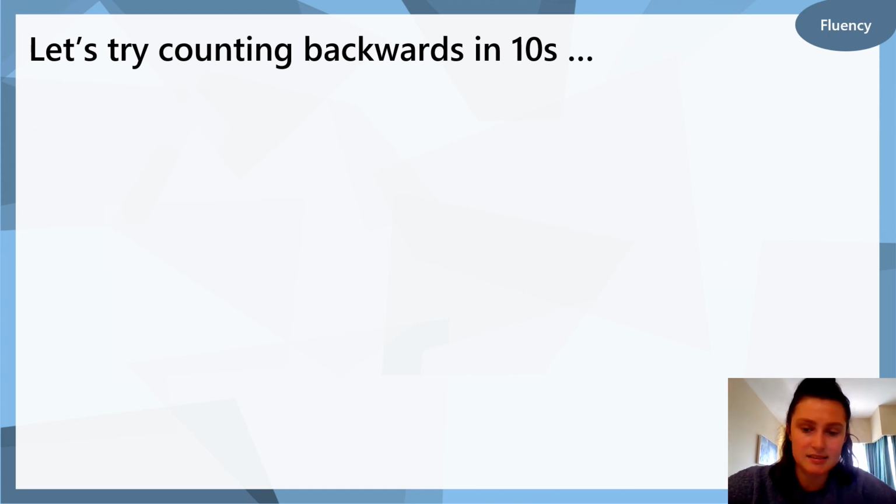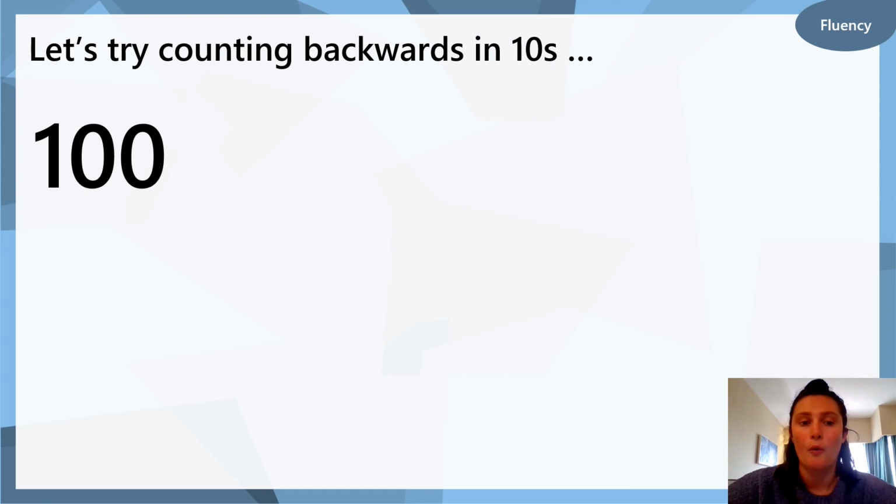backwards in tens. So at the beginning of the week, we were counting up in tens. Now let's see if we can count down. So we're going to start at 100 and we're going to count down. Are you ready? Let's do it together.